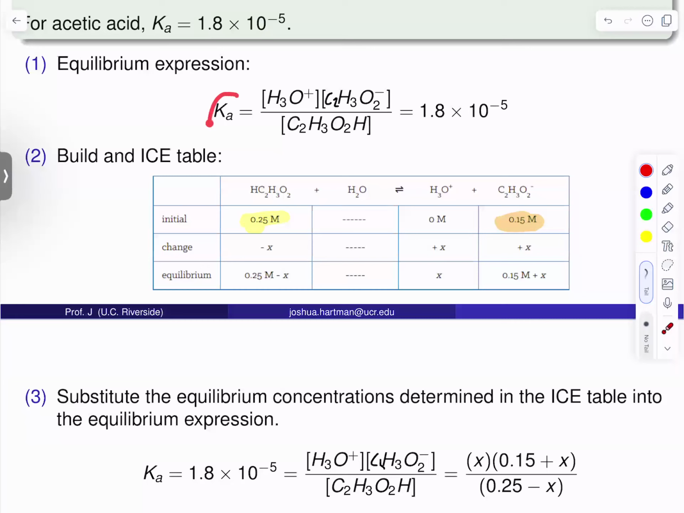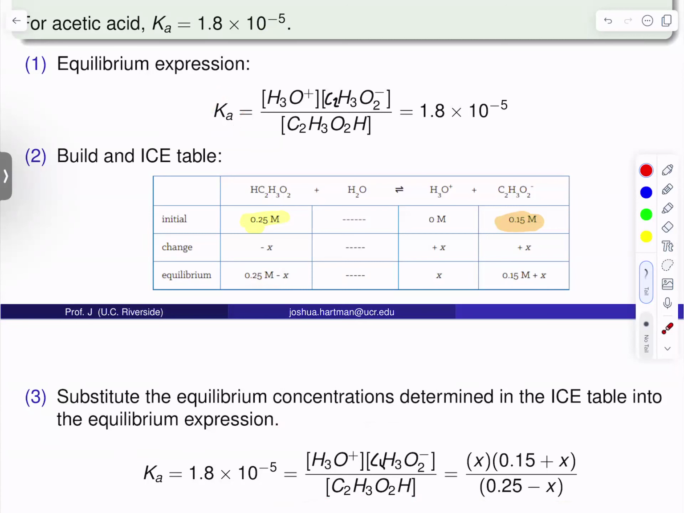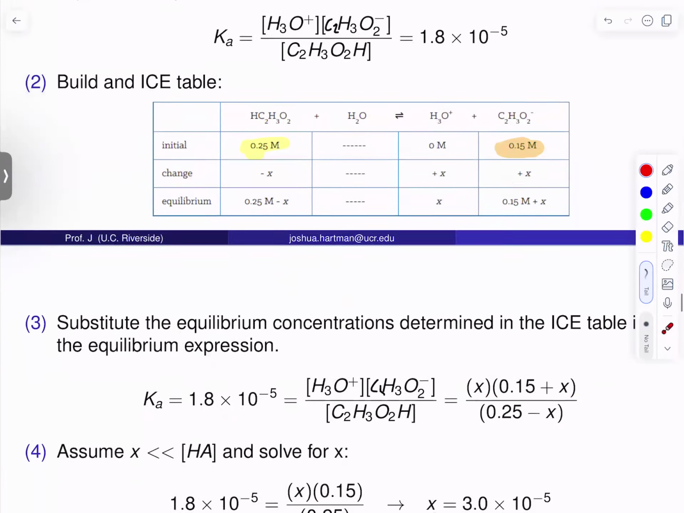The next step is then to use our Ka expression coupled with those equilibrium concentrations to build up an expression that pulls it all together. And we now have an expression for Ka in terms of our unknown variable X, representing that change from the initial conditions as we reach equilibrium.